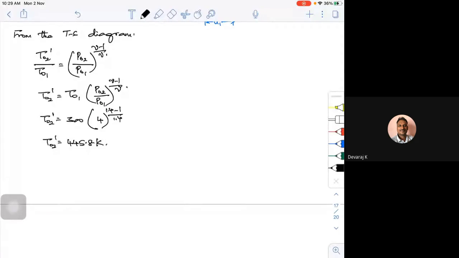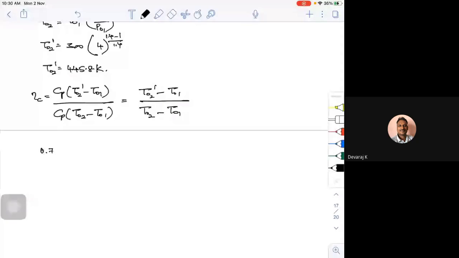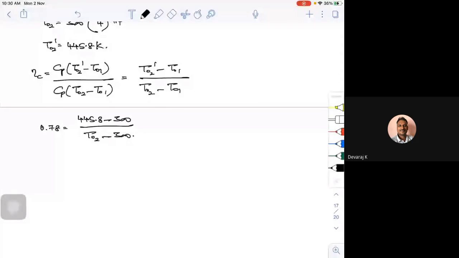So once again, what is the compressor efficiency? The compressor efficiency is given by the isentropic work, that is Cp into T02 dash minus T01, divided by Cp into T02 minus T01. In terms of temperature, it is T02 dash minus T01 divided by T02 minus T01. Now, if I substitute the values, the compressor efficiency 0.78 is equal to 445.8 minus 300 divided by T02 minus 300. I will end up with my T02 as 486.92 Kelvin, which is greater than your T02 dash, very similar to what we got in the first problem.